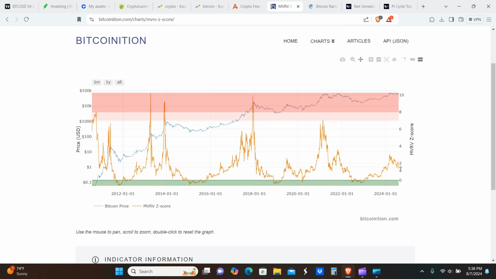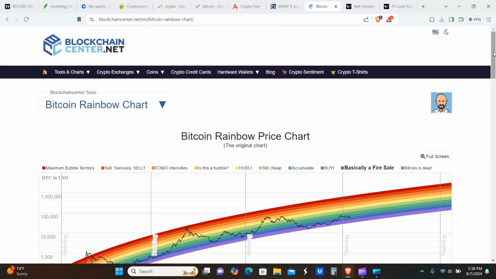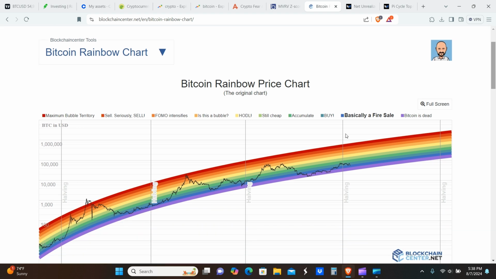MVRV, we're going back down again. Simply put, we're not inside these pink boxes up here, which generally speaking usually marks pretty close to the top, as you guys can see. We're not even close to that. So once again, indicates we're very early. We're probably likely not in the parabolic phase of the bull run yet, and we're also likely not at all-time highs. Bitcoin rainbow charts. So I pretty much told you guys before what I'm looking at. If I can get this thing to work.